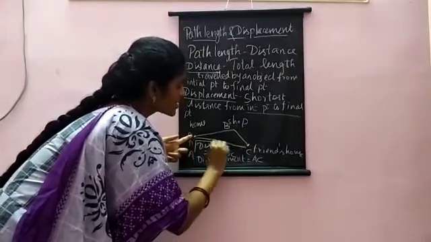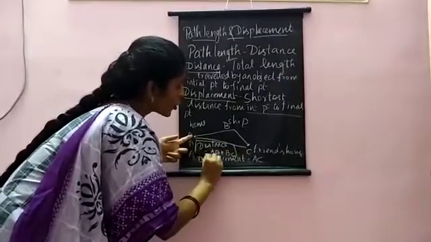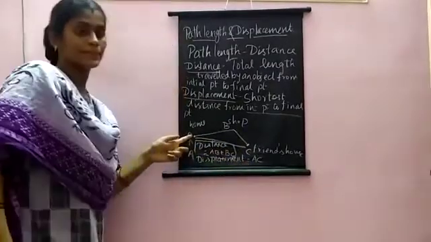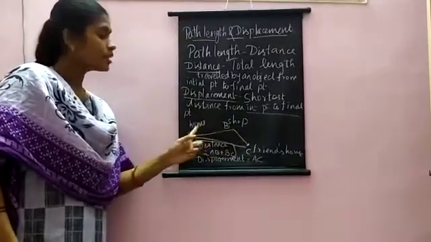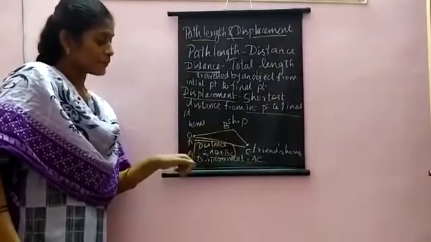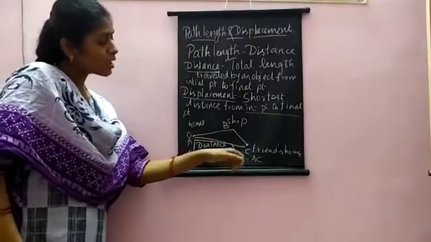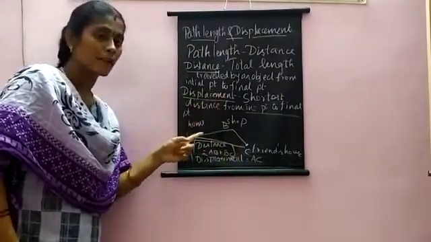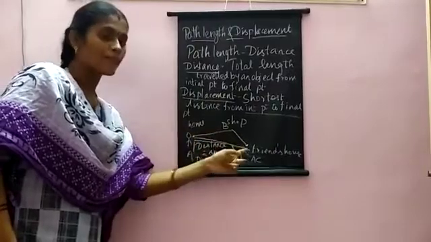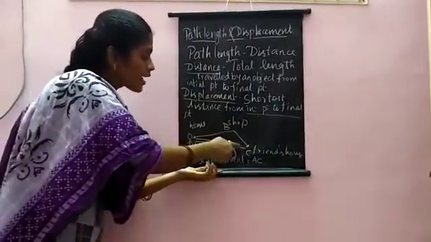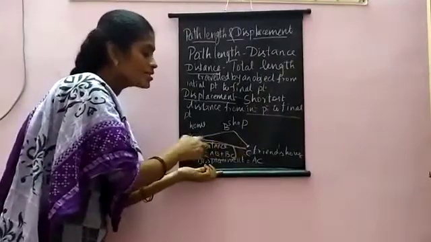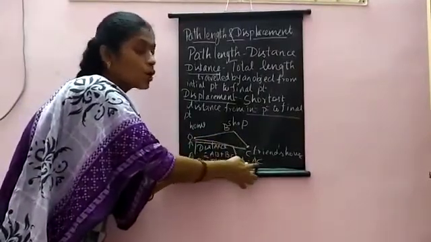So distance is the total length he travelled, however long, taking any path, AB plus BC. The displacement is the shortest distance from the initial point to the final point. AC is the shortest distance, so displacement is equal to AC.